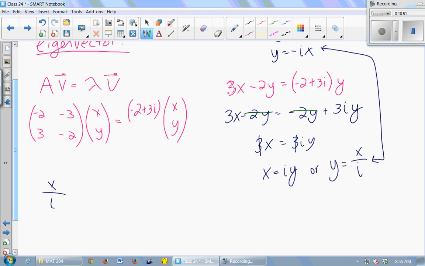So if I take x over i, and I multiply the top and bottom of this fraction by i, I get xi over i squared. And what is i squared? Think back, negative 1. So this is xi over negative 1, which is negative xi, which is what I had up here. So those two things are actually the same.